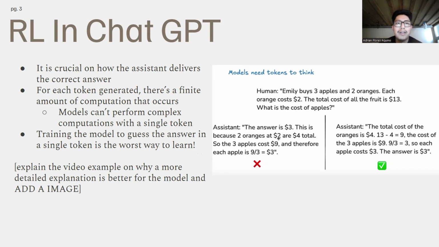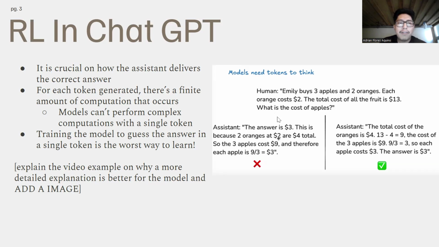We want ChatGPT to generate multiple tokens. Think of it this way: if you're solving a math problem with a very complex equation, you don't want to shove everything into one line, one sentence of the equation. You want to split it up into separate parts to make it easier for you to understand and learn from, right? Because if you shove everything into one and you look back at it later, you're not really going to be able to understand it that well.